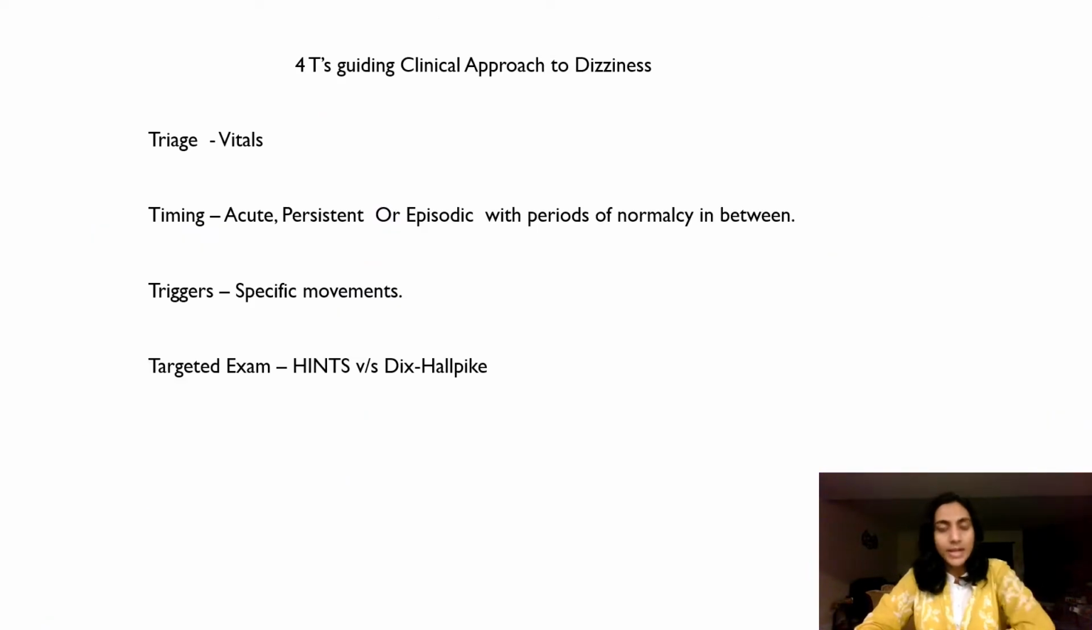The schema is based on the 4Ts. The first T is of triage, or ensuring the patient's hemodynamic stability by looking at the vitals. Once that is ascertained, you move on to the second T of timing. That is exploring whether the vertiginous episodes are acute and persistent or more episodic in nature with periods of normalcy in between.